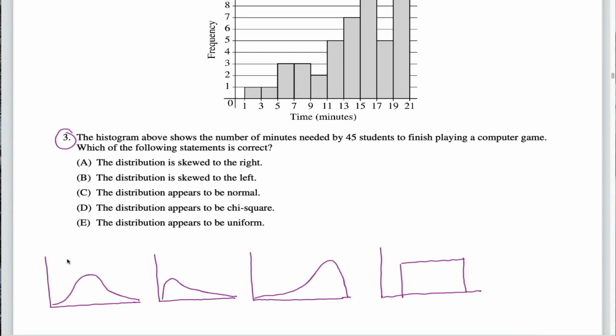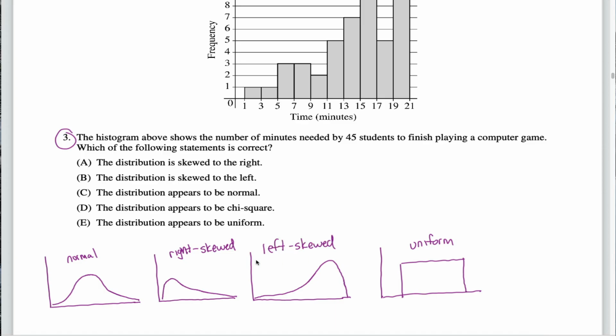The first one that I listed is the normal distribution. The last one that I listed is the uniform distribution. And the middle 2 are left and right skewed. I think the most common mistake people make is confusing the 2 of those. This distribution, where most of the observations are over on the left, surprisingly is called a right skewed distribution. And this one, where most of the observations are on the right, is called a left skewed distribution.